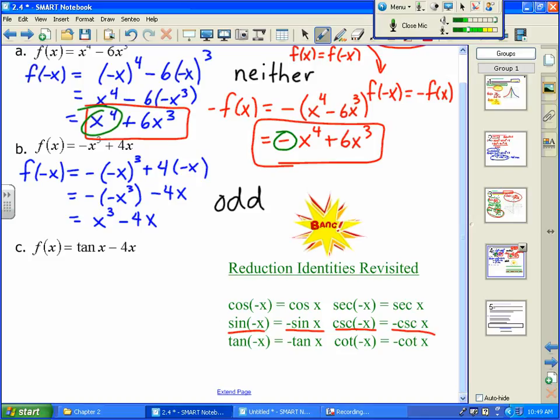Oh, geez. Tony, you haven't gotten this far yet, have you? No. Okay, you're going to have to trust me on this one. This is something called reduction identities, and they'll be taken up in chapter 4 when you get there. But for now, I'm glad I typed this one out. If you've got tan of negative x, it is in fact equal to negative tan of positive x. Remember, these are dealing with radians, but we might not even have gotten to radians yet, so just bear with me.